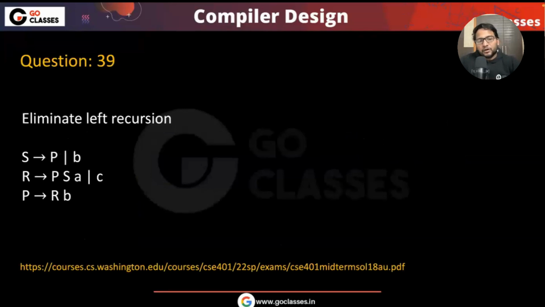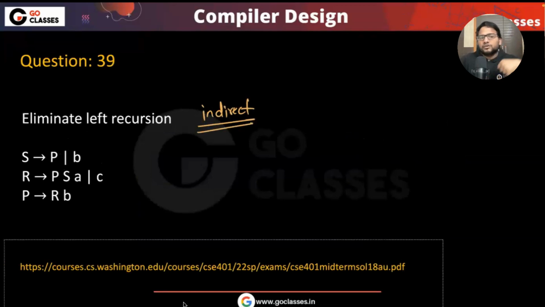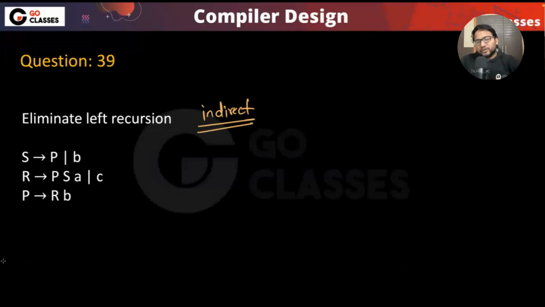Now let's just see this particular question. What they're saying, eliminate the left recursion. Can you eliminate the left recursion quickly? So if you observe here, this is not the direct left recursion. This is indirect left recursion. Do you remember the indirect left recursion? How to eliminate it? Yeah. So just take some arbitrary order and fix on that. Let's just take the order S, R, and P. Let's suppose this is the order and we are fixing on this. You can take any order of your wish.